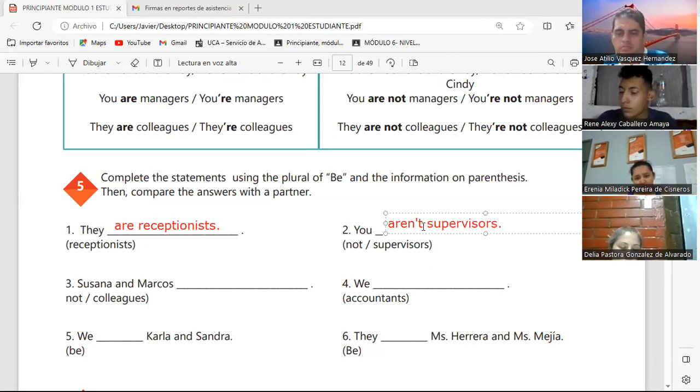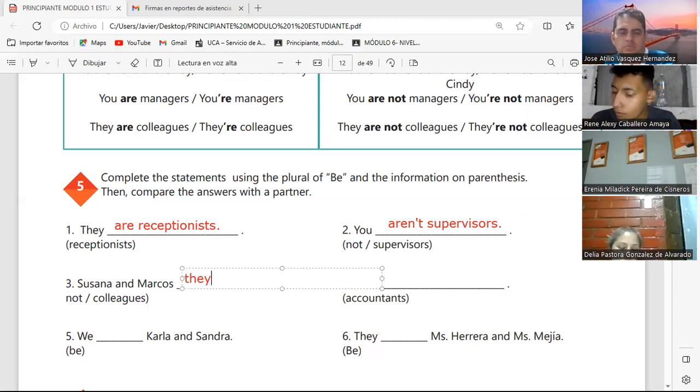Number three, please. Gracia Maria, number three. Susana and Marcos. They are not. But it's not necessary to say they because we already have Susana and Marcos, right? So you only say Susana and Marcos are not. Are not or aren't, right? Colleagues. They are colleagues. Thank you very much.